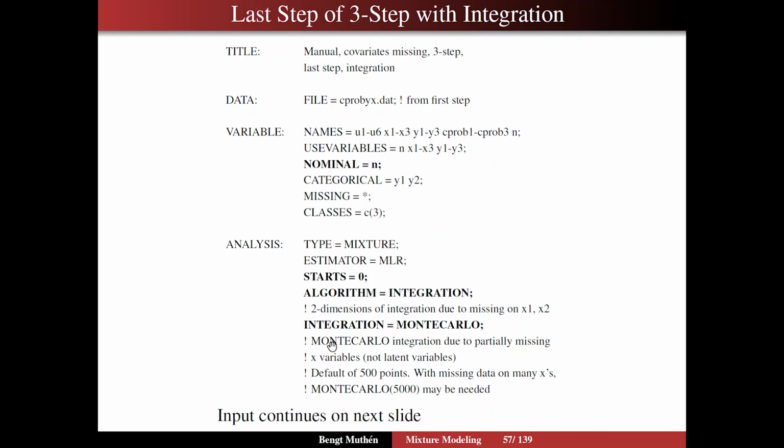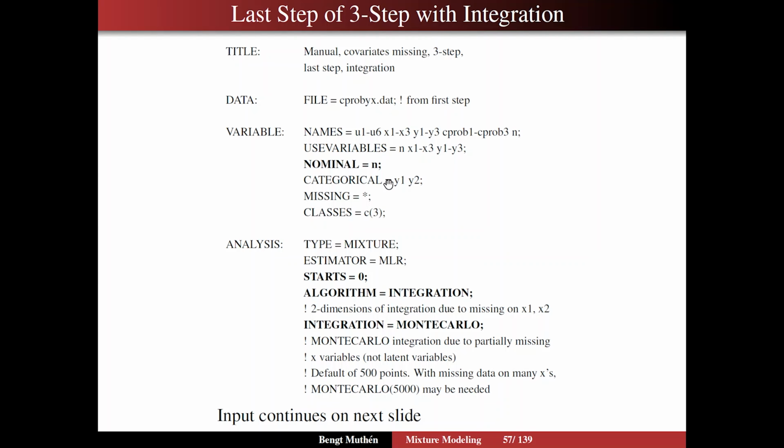Last step of 3-step with integration then, what do we have? Well, the data set we're working with is a CPROBYX.dat with the variables laid out this way, as we saw in the save data. And we're going to use X's and Y's, because they're the ones we're interested in, of the full model in the last step. But with 3-step, we also have the nominal variable, most likely class, that we call N here for simplicity. So that's declared as nominal.